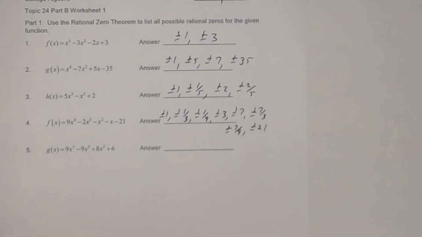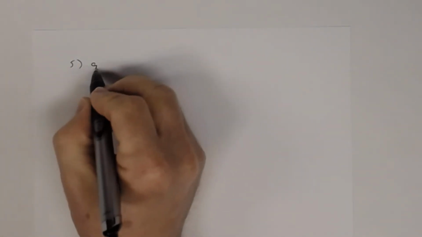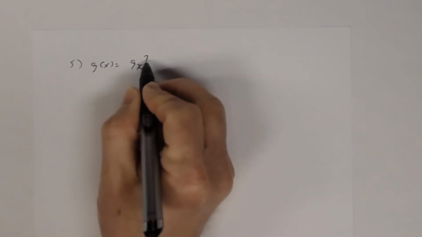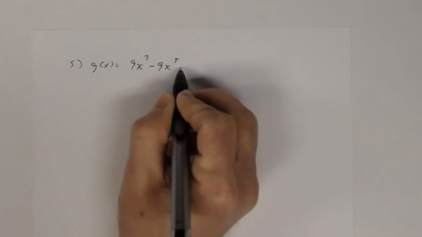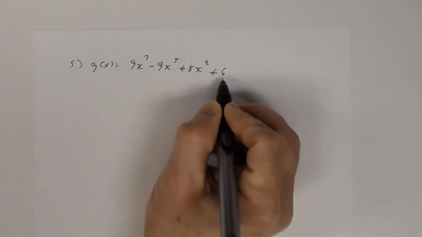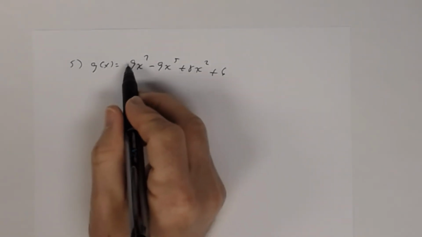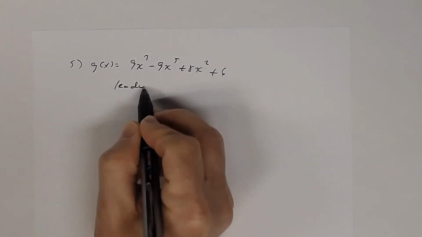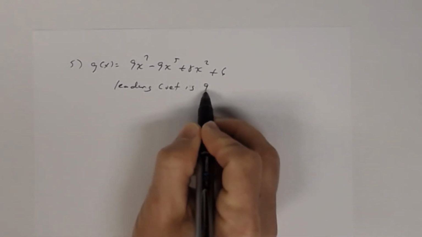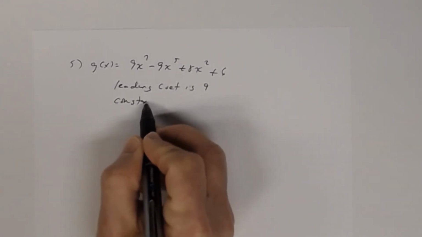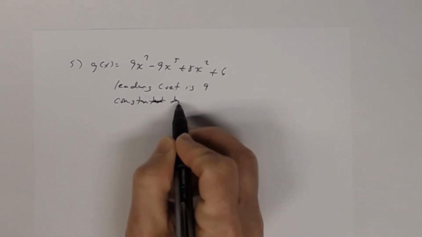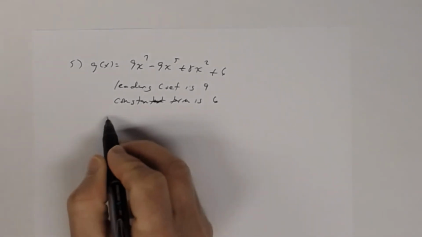All right, and then finally number 5. So let's look at number 5. We have g of x is equal to 9x to the 7th minus 9x to the 5th plus 8x squared plus 6. It's in descending order, so here's my leading term, the one with the largest exponent. The coefficient is 9, so the leading coefficient is 9. Your constant term is 6. Let's talk about P and Q.